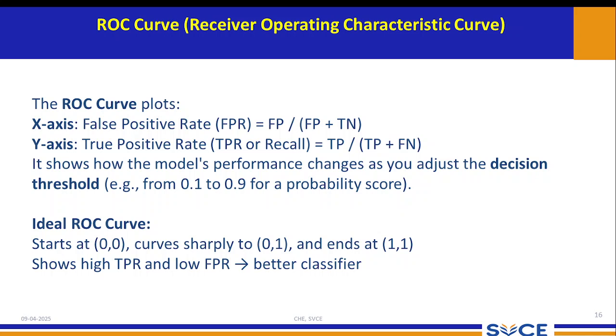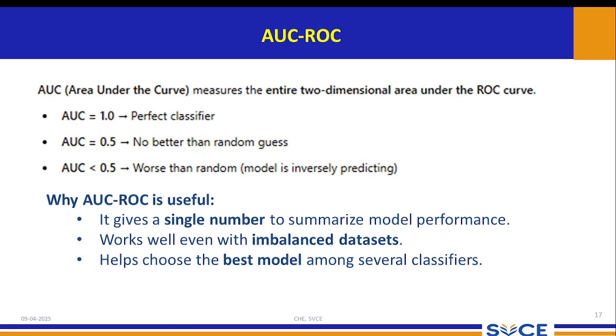So the ideal receiver operating characteristic curve starts at 0,0, curves sharply at 0,1 and ends at 1,1. High TPR, true positive rate, and low false positive rate indicate a better classifier. The area under the curve is very important, and it is a significant factor for the receiver operating characteristic curve.